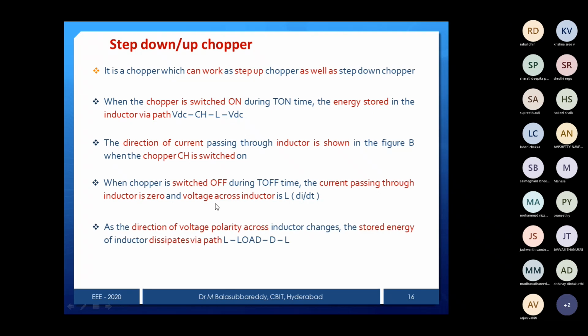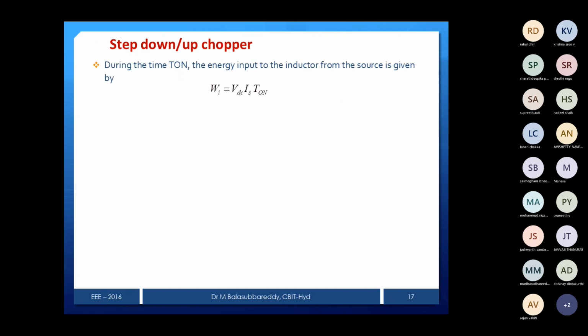So now you just see this derivation part. Energy stored in the inductor, in this case as usual of the previous one, is VDC into IS into T on. And now once the chopper is off, what will happen? The inductor is in parallel. Now what will happen?